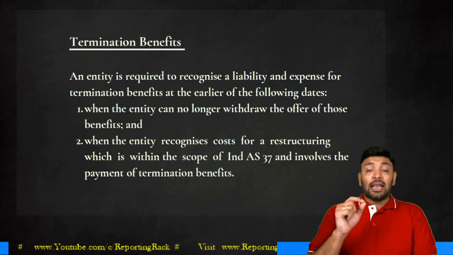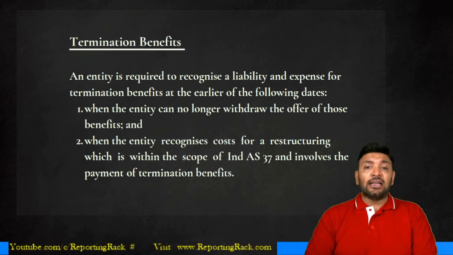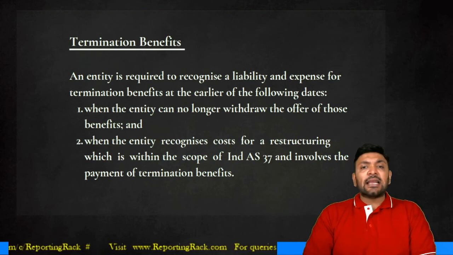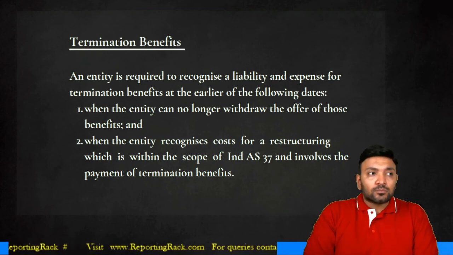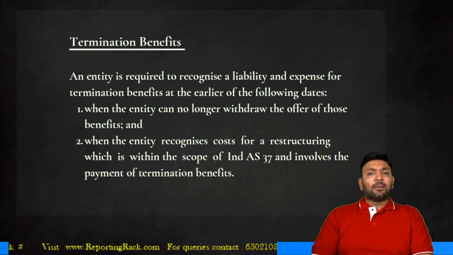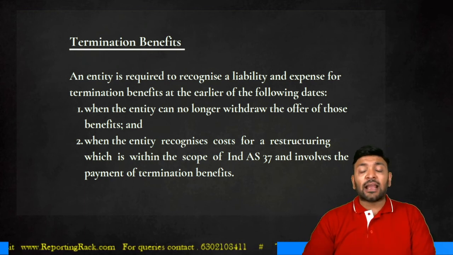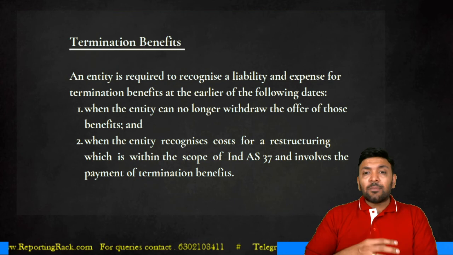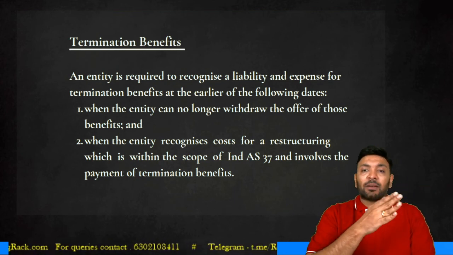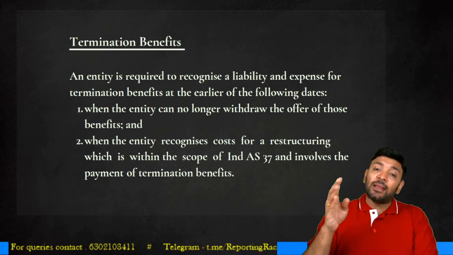And the entity recognizes costs for restructuring within the scope of Ind AS 37 and involves a payment of termination benefit. Guys, let's say, for example, now you see bank mergers which are happening, right? You find that basically Andhra Bank got merged with some other bank. You find that some other bank got merged with another bank. When these mergers happen, you find two banks having branches right beside each other. Now, once the bank merger happened, then some branches will be eliminated.